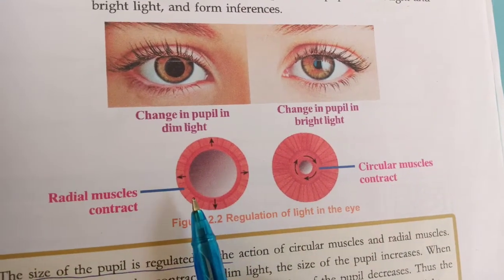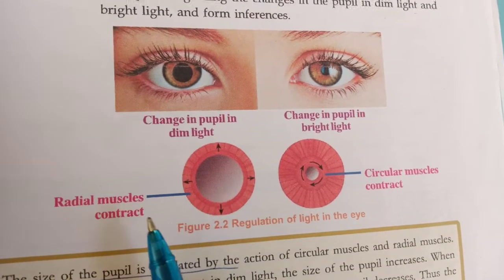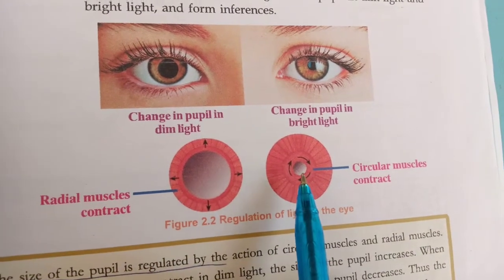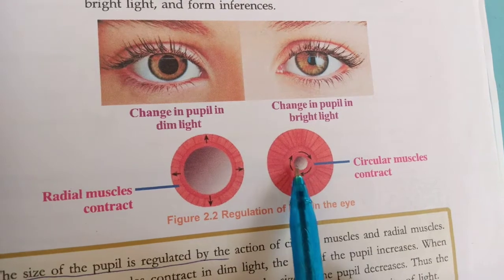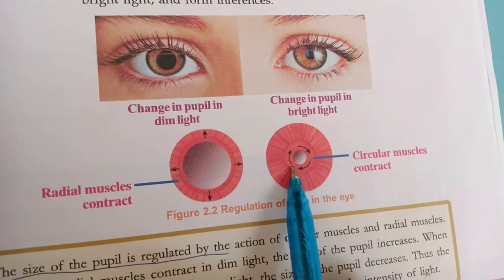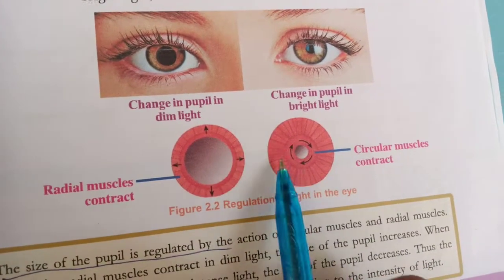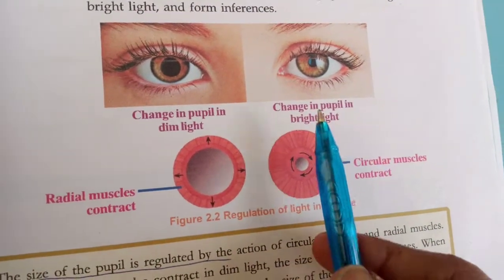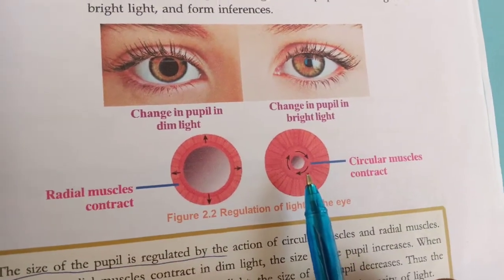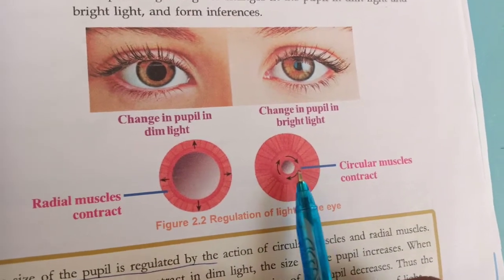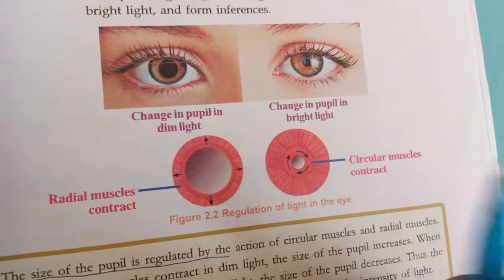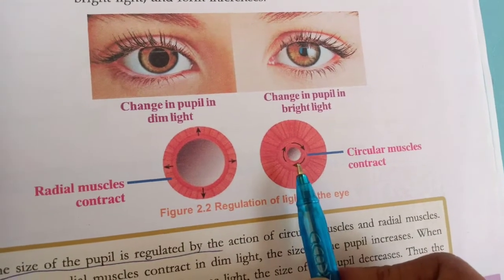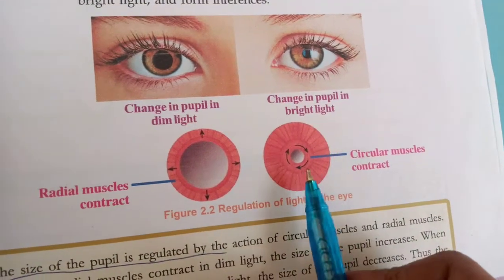In dim light, the radial muscles contract. This is the circular muscle and this portion is the radial muscles. When bright light is coming, the circular muscles contract. Then the size of the pupil, this aperture, will be less in the case of bright light.